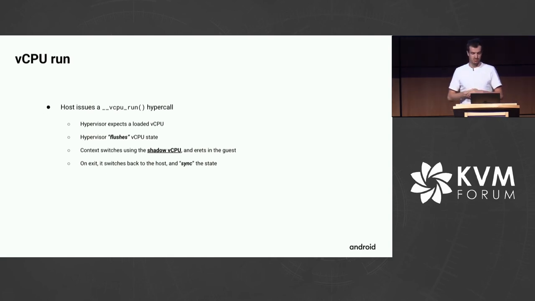Okay, we've loaded the vCPU, now it's time to run it. The vCPU run hypercall in the context of PKVM takes essentially no parameters because vCPU run expects that the vCPU that we want to run is already loaded on the physical CPU. So whatever is passed as a parameter will be ignored. In this case, the hypervisor will flush part of the vCPU state, which means it will cherry-pick a very small part of the vCPU state coming from the host that it believes can be trusted or is not going to cause a security problem, and then context switch to the guest, using the EL2 copy of the vCPU, and then erets into that guest. When we exit back, the host will sync part of the state, which means copy back some of the state from the shadow vCPU struct back to the host.